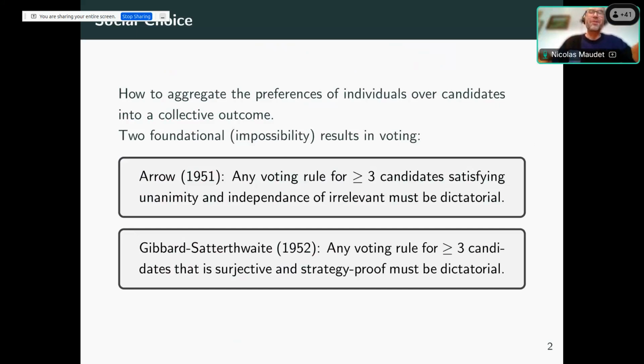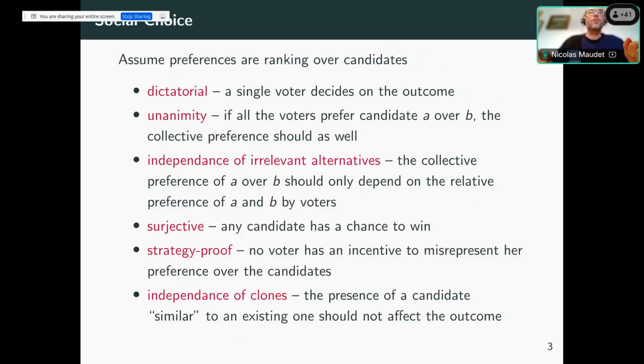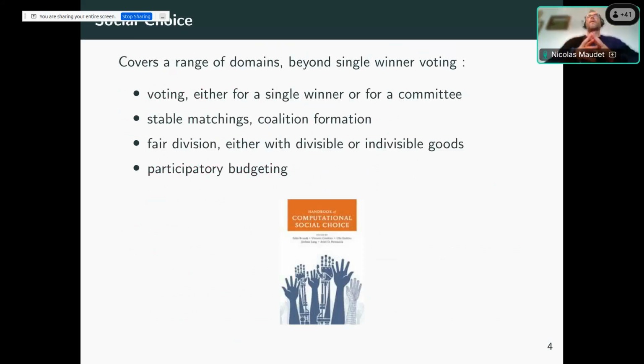So this is not the end of the story, of course. This is classic social choice, which actually started way before, and you can go back to Condorcet and Borda and their studies of voting systems, and even before that. I'll say a bit more about that. But the computational part came much more recently.